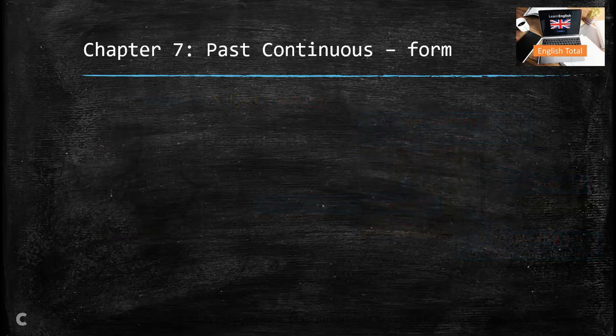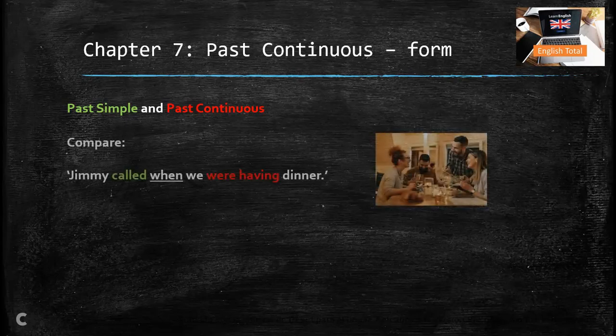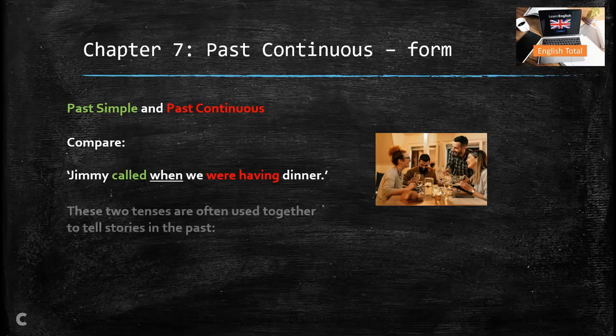Finally, let's take a moment to discuss the interaction, which often happens between the past simple, that we already covered in a previous lesson, and the past continuous. Take a look at this example. Jimmy called when we were having dinner. As you can see, we have one event that happened in the past, which is that Jimmy called, while another event was in progress, which is that we were having dinner. These two tenses, the past simple and the past continuous, are often used together to tell stories in the past.